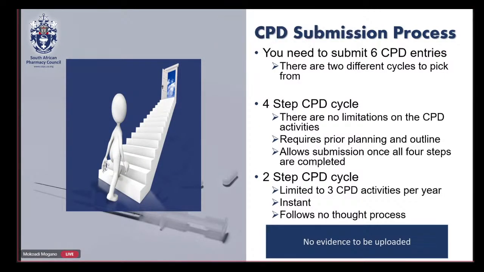All right, let's look at the CPD submission process. You are required to submit 6 CPD entries or activities. There are 2 different cycles to pick from. You may pick from the 4-step CPD cycle or the 2-step CPD cycle. With regard to the 4-step CPD cycle, there are no limitations to the number of CPD activities you may record. So you may record all 6 as the 4-step CPD cycle.